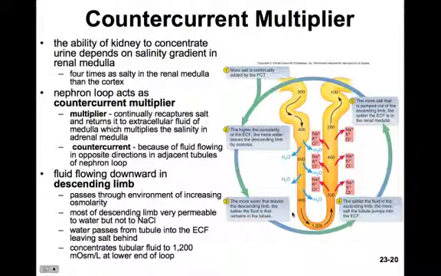Most of the descending limb is very, very permeable to water, but not to sodium chloride, and so it favors water moving out of the tubules into the extracellular fluid. Concentrations in the tubular fluid as it drops down and loses water at the bottom end of the loop become about 1200 milliosmolar.